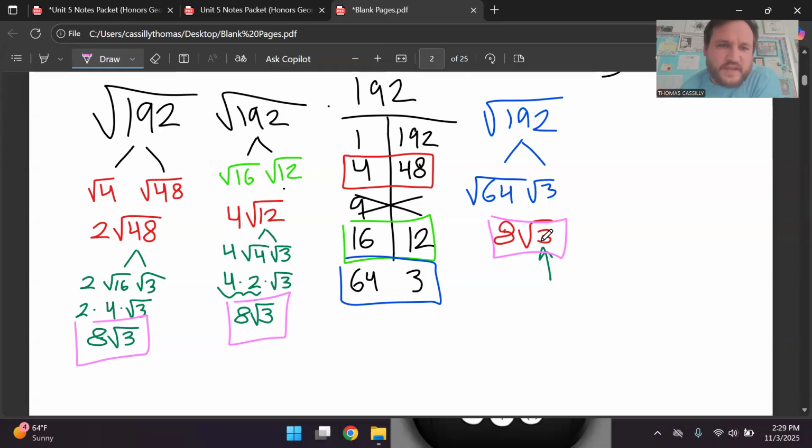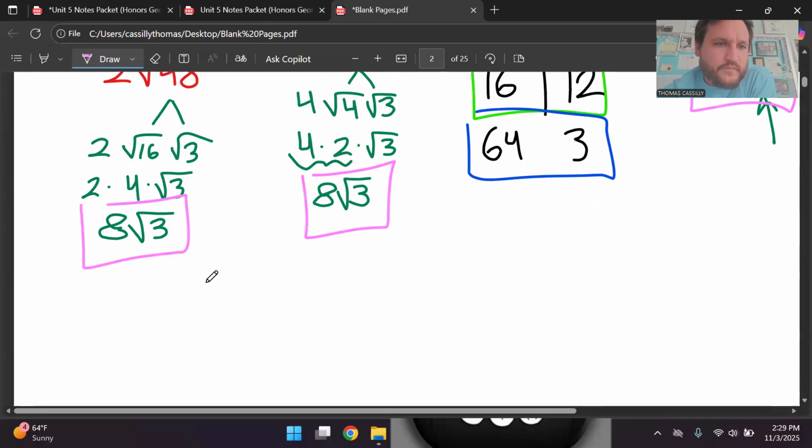They end up being the same thing, but this guy is not going to be as good. This 4 square root of 12 is not going to be as good as this 8 square root of 3. That would be like saying 5/10 instead of 1/2, right? They're numerically the same, but 1/2 is better than saying 5/10, right? So that's just how these square roots work.